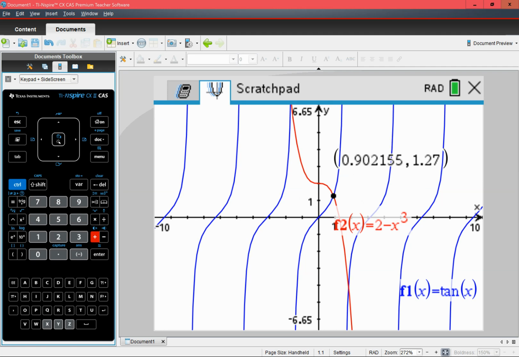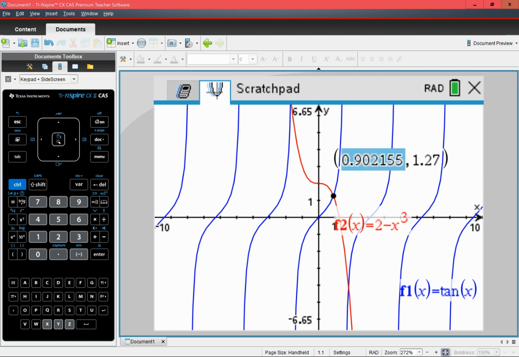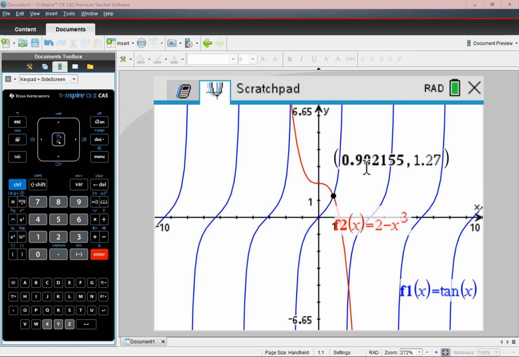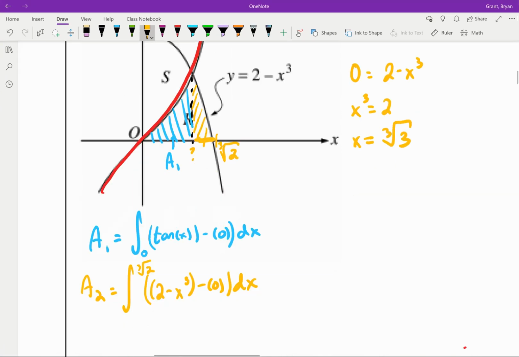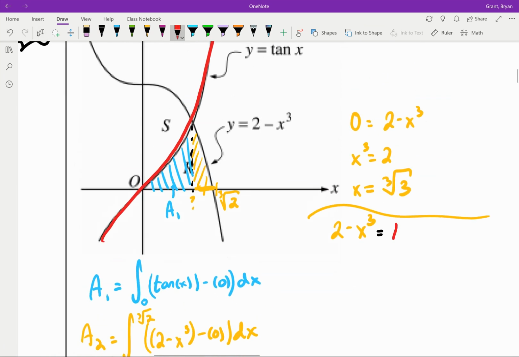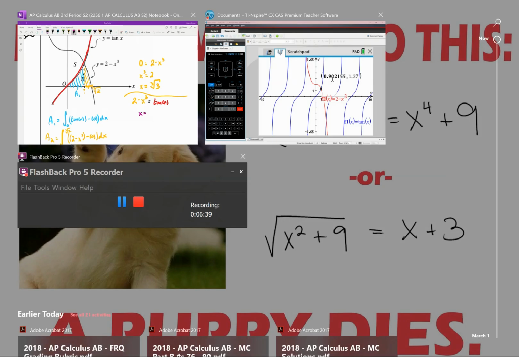And in fact, I'm actually going to click into this. There we go. And I'm going to store that value for later use. I'm going to store it as A, I think. There we go. All right, so we stored that as A. That looks good, 0.902. And so we should probably show that over here too. Otherwise, they're going to say, where'd that weird value come from? So I'm going to show down here that 2 minus x cubed is equal to the tangent of x for an x value of, just remembering quickly, 0.902.